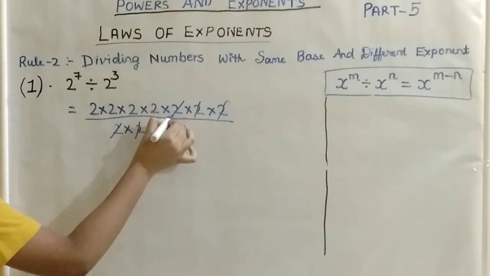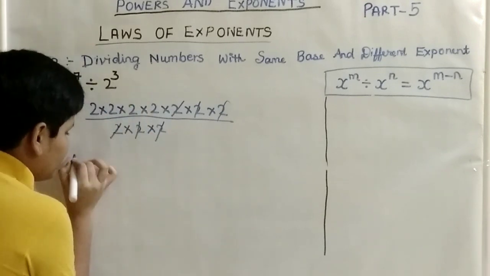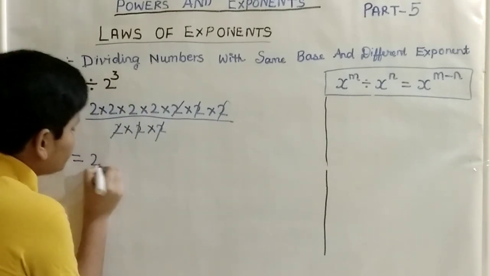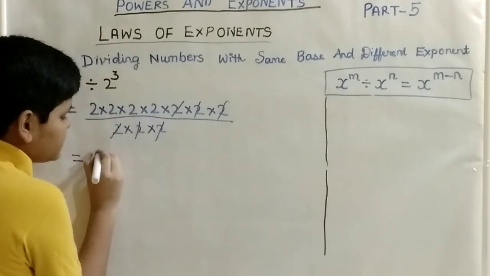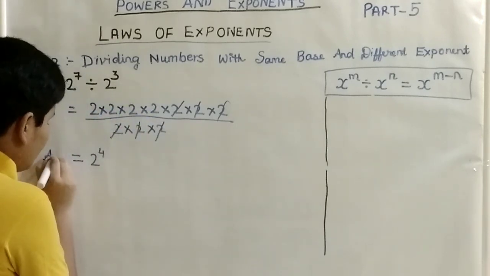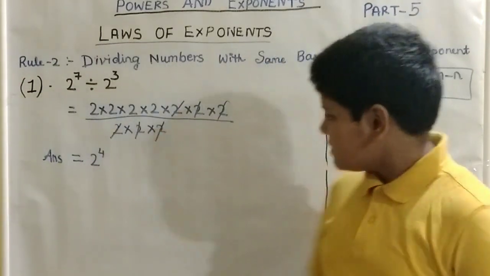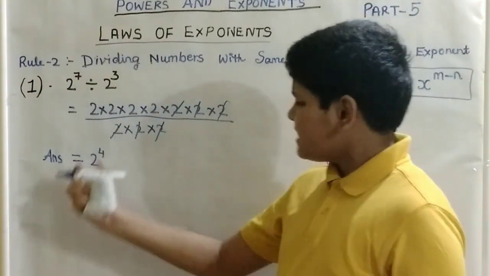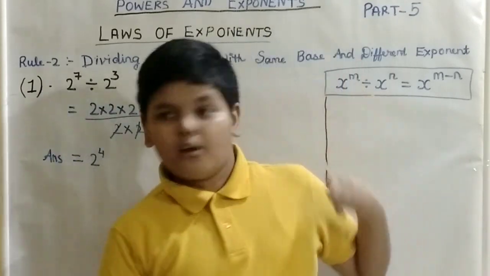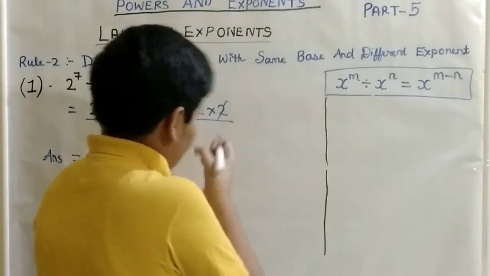1, 2 here and 1, 2 here gets cancelled. So our remaining answer is 2 to the power of 1, 2, 3, 4. So our answer is 2 to the power of 4. Our answer which we got is 2 to the power of 4. Now let us see, can I get the same result while doing our law method? Let us see by that.